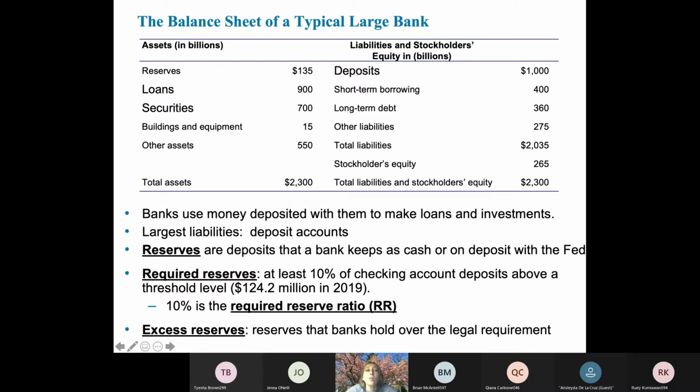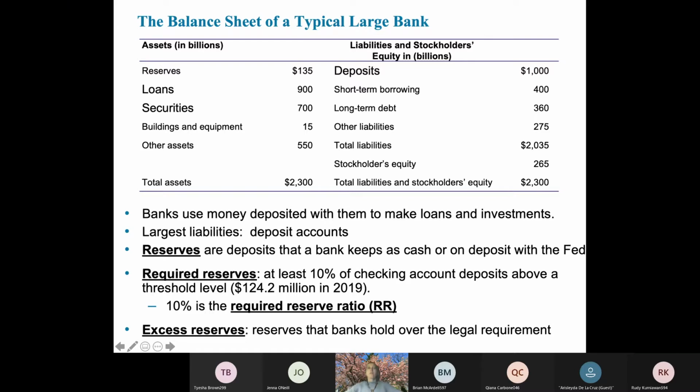So what do we mean by securities? Usually banks don't buy stocks. They're not allowed to buy stocks, unless they're investment banks. This is a commercial bank we're looking at. So securities are government bonds. Government bonds are risk-free securities and they pay a little interest. So that's what banks do with their excess funds.